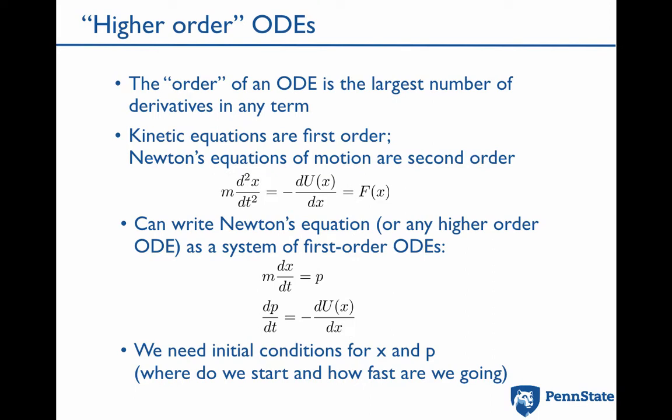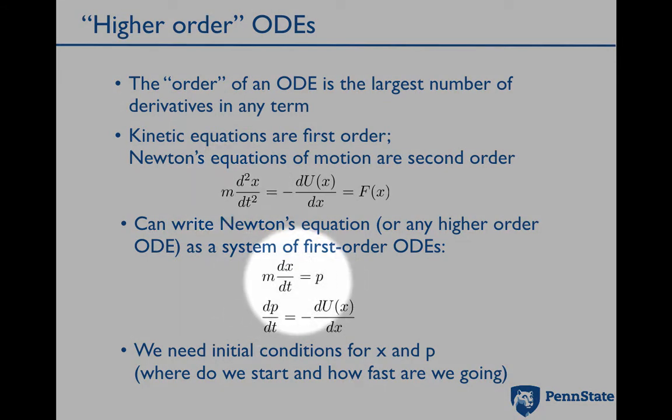Now, it's possible to write Newton's equations, or indeed any other higher order ODE, as a system of first order ODEs, for example, by introducing the momentum as a second variable. And so then m dx/dt is at the same time the definition of p, but could also be thought of as a first order recipe for stepping the position forward in time. You just find out what the current momentum is and go in that direction a little bit. And then the momentum itself changes according to Newton's equation. The time rate of change of the momentum is the force, which is, in this case, minus the derivative of a potential, and therefore a function of x. And so these are coupled first order ODEs.